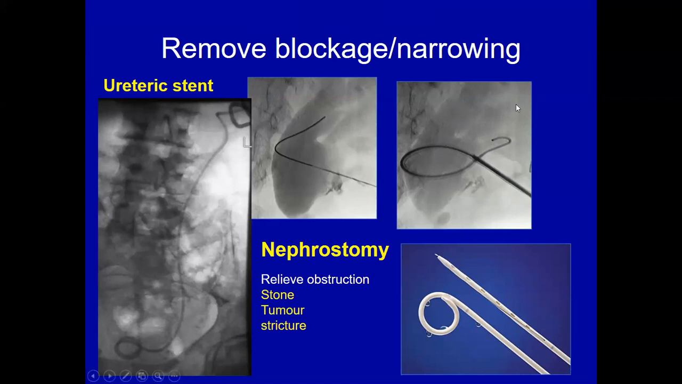So this is a patient. Do you know what this is? Anybody knows what this is? So this is called nephroureterostomy or double J stent. So this is in the upper collecting system. This is in the lower collecting system.